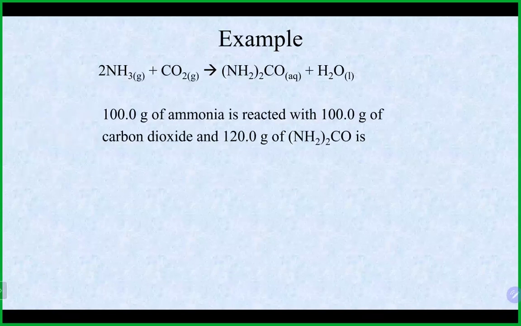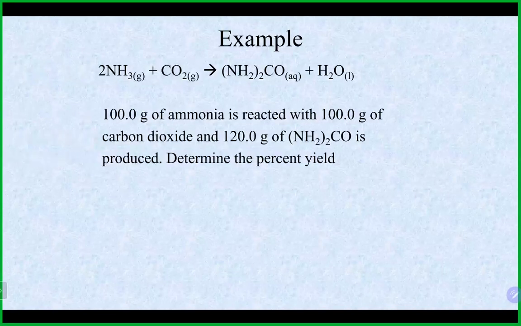Let's do this one. You take 100 grams of ammonia and react it with 100 grams of carbon dioxide, and you produce 120 grams of our product. What is the percent yield? These are the same ones we just did in the previous problem.